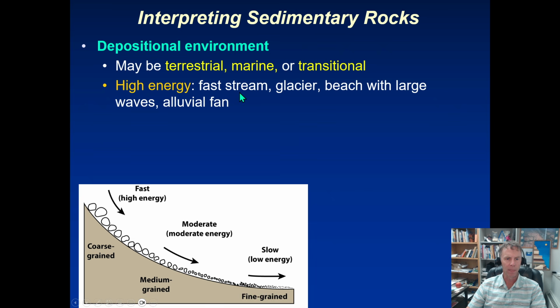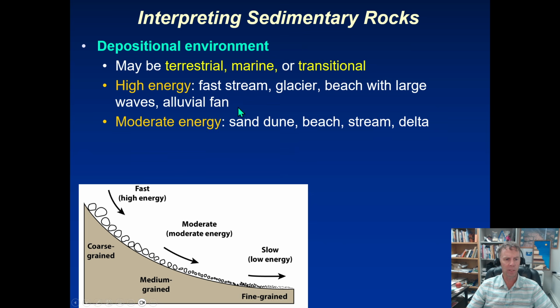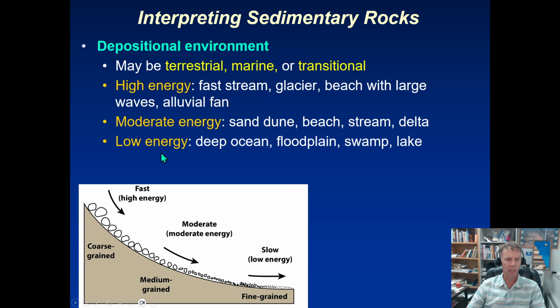So I've got here some different depositional environments. This is not an all-inclusive list. This just gives you some ideas. In general, our depositional environments might be based on land, so they could be terrestrial environments like a river or a sand dune. They could be out in the ocean, marine environments like a reef or deeper ocean environments, or they could be transitional, where the land and the ocean meet, like a beach or a delta. So here are some examples of high energy environments, moderate energy, and low energy.